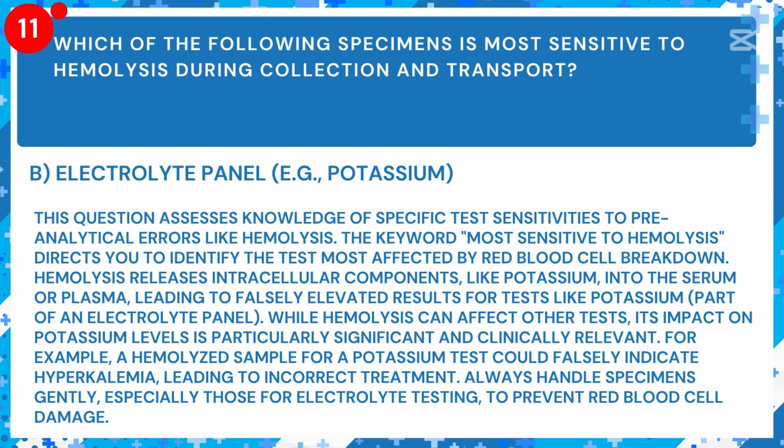While hemolysis can affect other tests, its impact on potassium levels is particularly significant and clinically relevant. For example, a hemolyzed sample for a potassium test could falsely indicate hyperkalemia, leading to incorrect treatment. Always handle specimens gently, especially those for electrolyte testing, to prevent red blood cell damage.